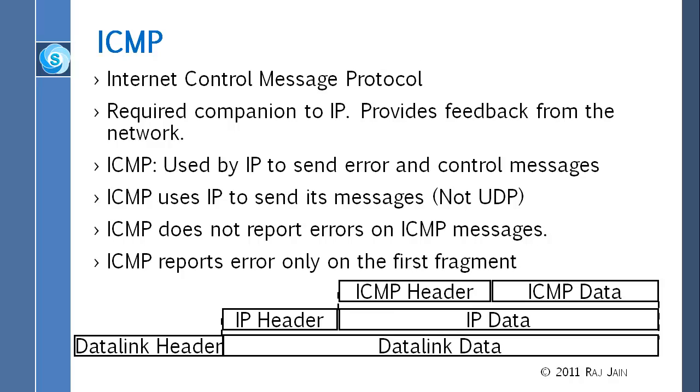ICMP does not report errors on an ICMP message. The question is, suppose ICMP runs into an error, what does it do? Then it forgets it. If IP runs into an error, suppose you send an IP packet and it doesn't make it, you will get an ICMP message. But if that ICMP message doesn't get to you, no big deal. That's it, done. And ICMP reports error only on the first fragment. So if you have fragmented data, and you lose 3 fragments out of 5, you will get only one error message.